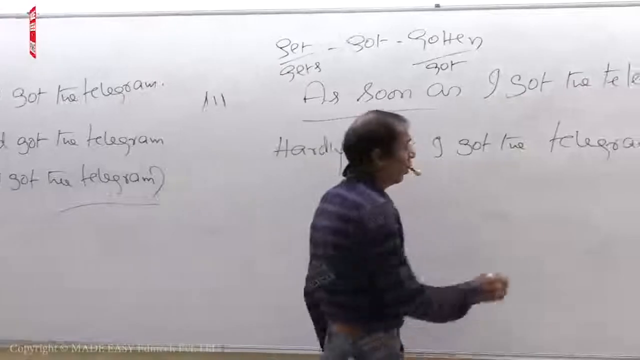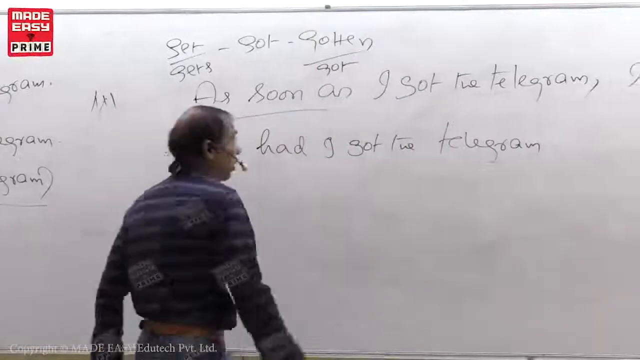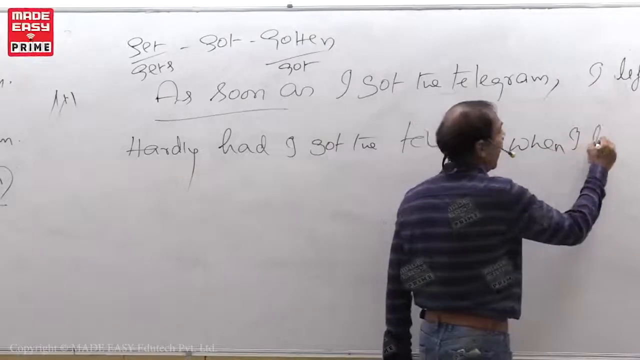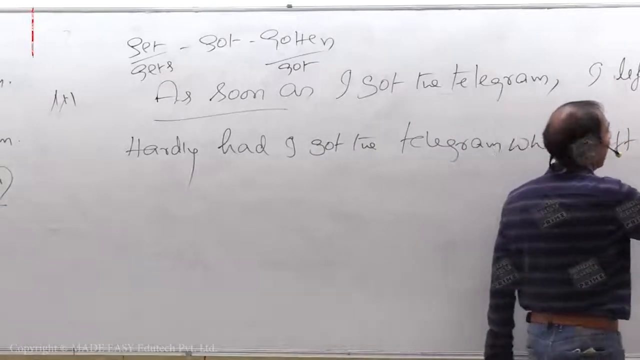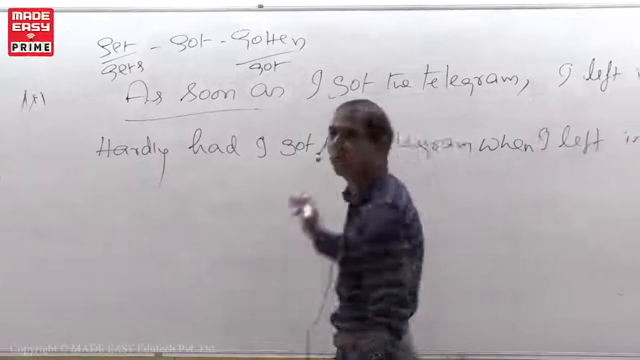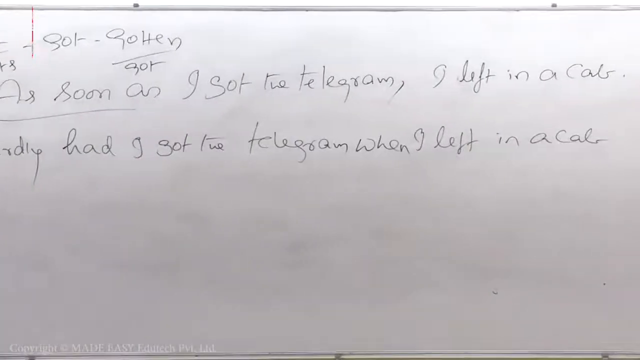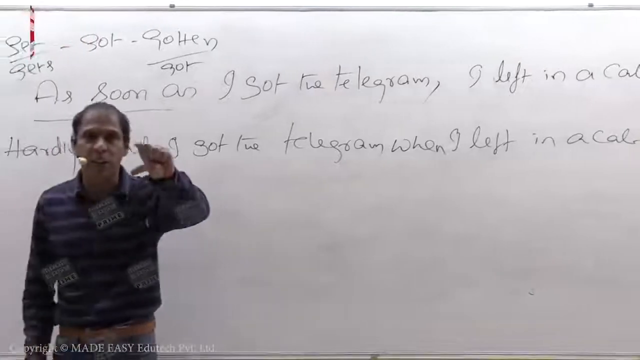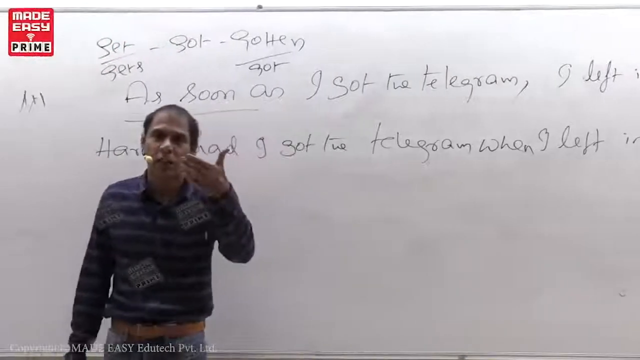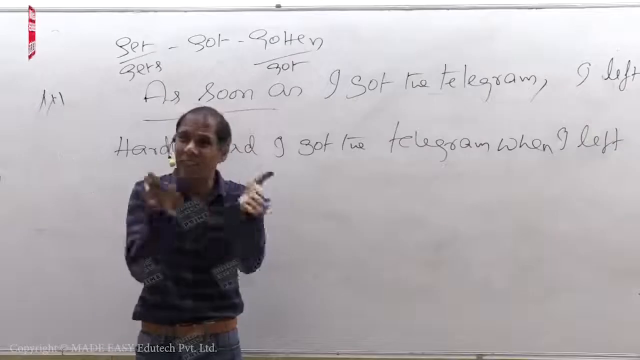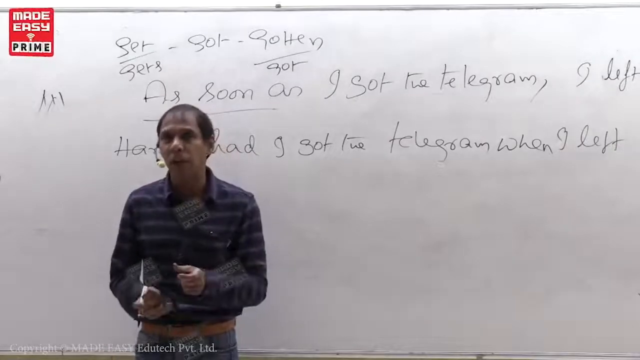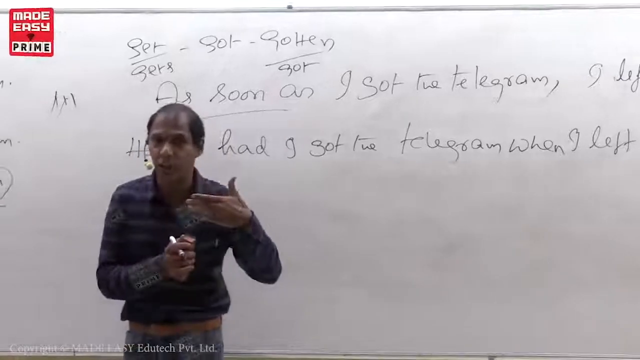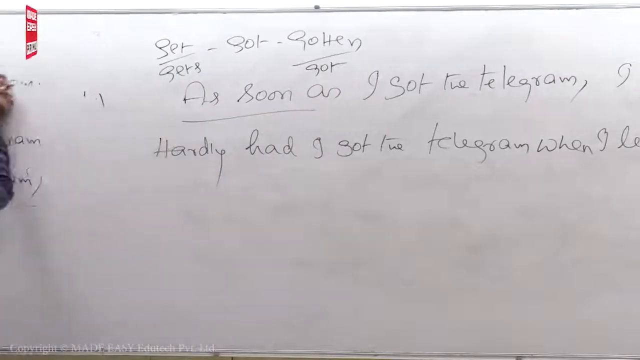Right? So rule number 2. What is the rule number 3? Put when after the second sentence. When I left in a cab. That's half. Very easy. Okay, my students. So what is the difference between no sooner and hardly when? No sooner directly takes interrogative form. Hardly when, first change into had plus V3 form, then you change into interrogative form. Right? Next.